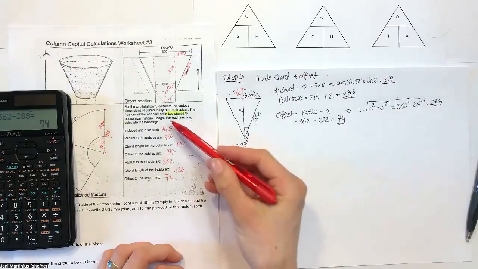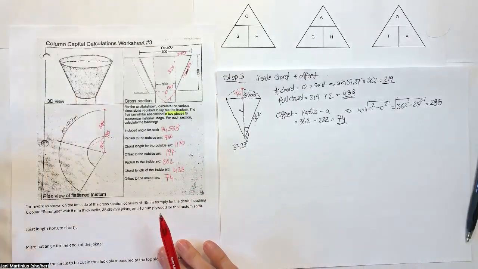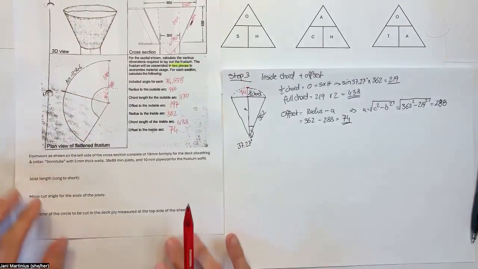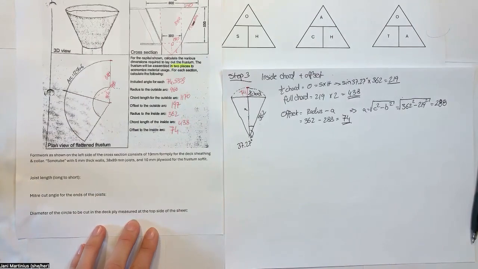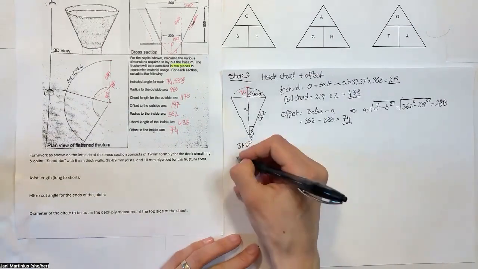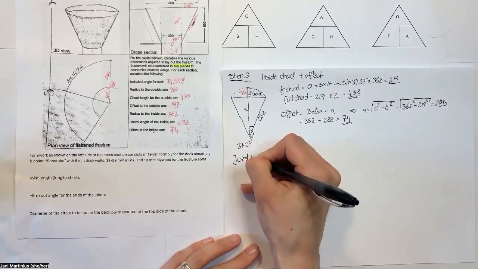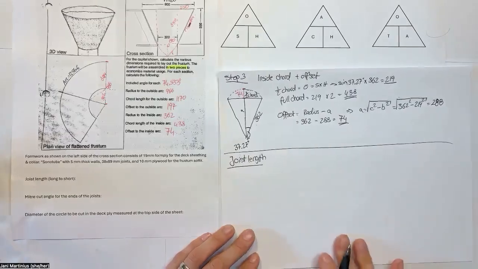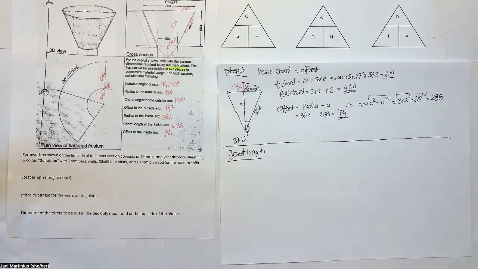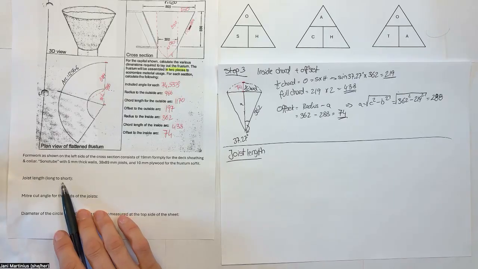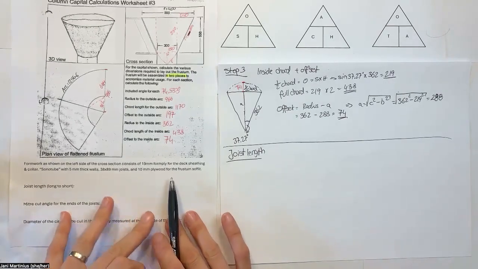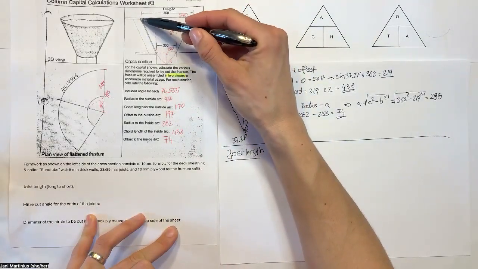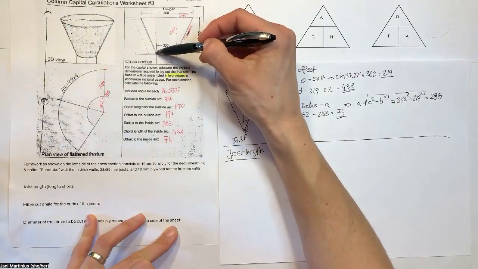Okie dokie. So that is all the math for our chords and arcs and offsets. So let's move this up a little bit. And now we're looking into our formwork. So next one we're going to find out is our joist length. What are we talking about here? Joist length, long to short. So looking at the cross section up here, we want to find the measurement from our short point here to our long point right here.